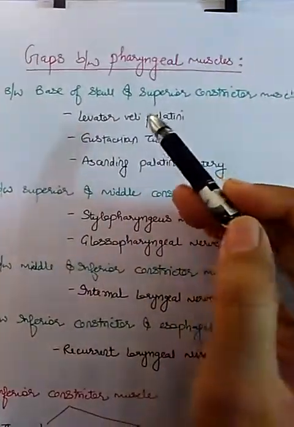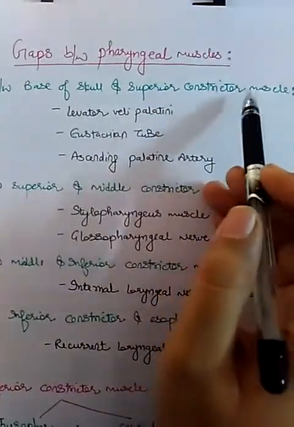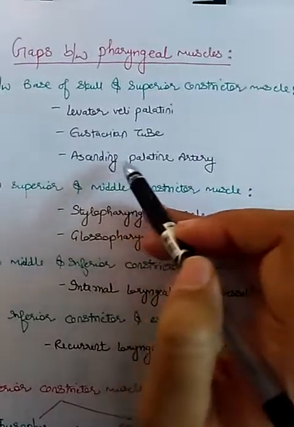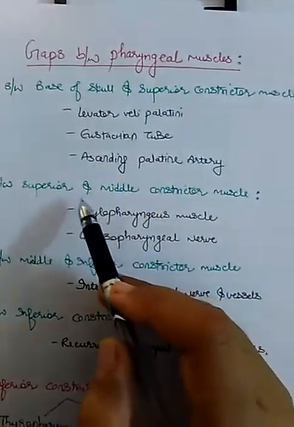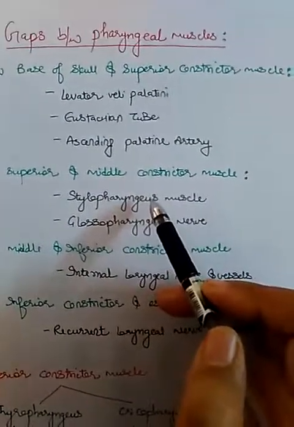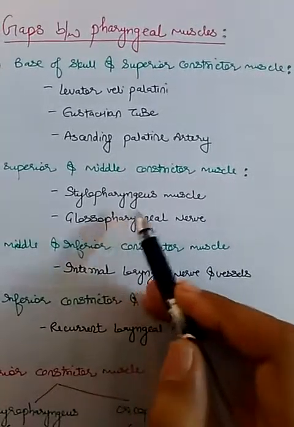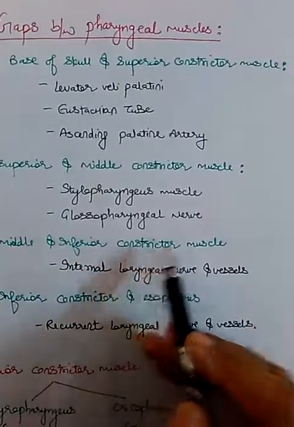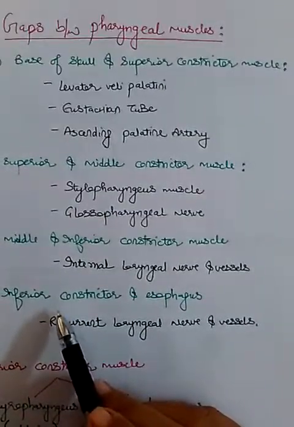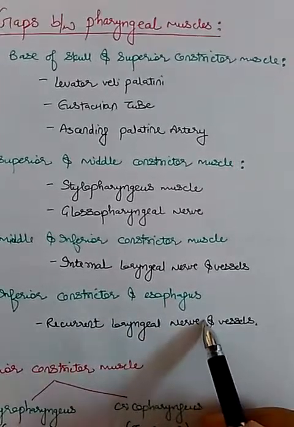First of all, as we had seen in that picture, between the base of skull and superior constrictor muscle, levator veli palatini, eustachian tube and ascending palatine artery are there. Between superior and middle constrictor muscle, the stylopharyngeus muscle passes through, and along with that the nerve supplying this muscle, that is the glossopharyngeal, the ninth cranial nerve. And between the middle and inferior constrictor muscle, the internal laryngeal nerve and vessels pass, and below, between inferior constrictor and esophagus, the recurrent laryngeal nerve and vessels pass through.